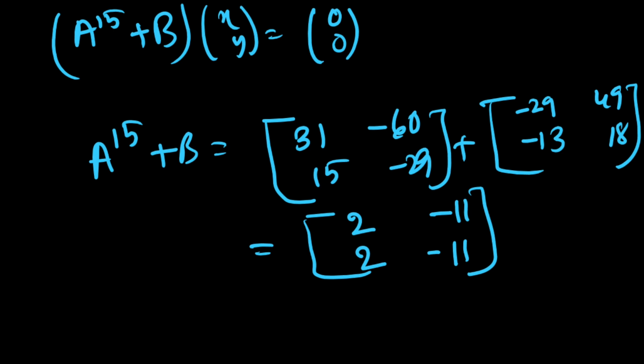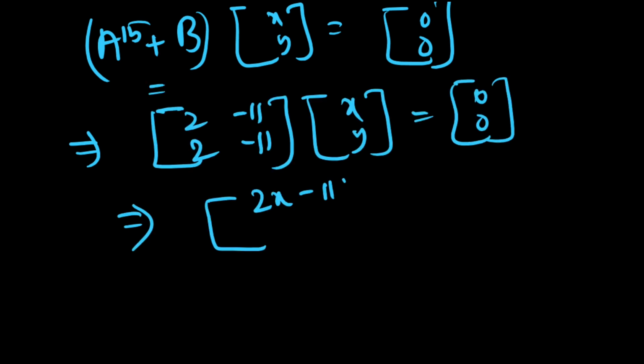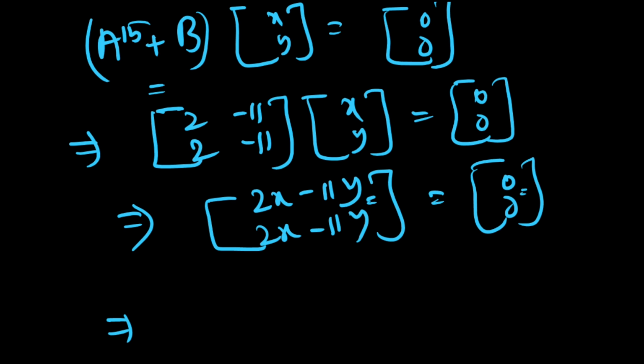Therefore we put this condition: a power 15 plus b multiplied by this matrix x y is equal to 0 0. From where we find the value of x and y. So this matrix is 2, minus 11, 2, minus 11, times x y, equal to 0 0. When we multiply, we get the matrix 2x minus 11y, 2x minus 11y, equal to 0 0. This implies each component is equal to the matrix component. So 2x minus 11y is equal to 0 and 2x minus 11y is equal to 0.